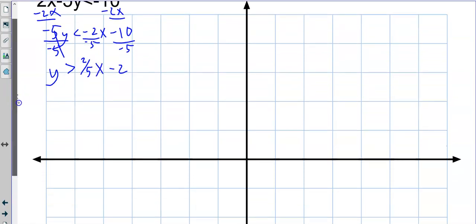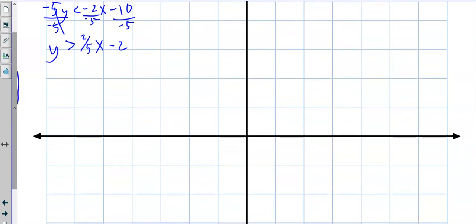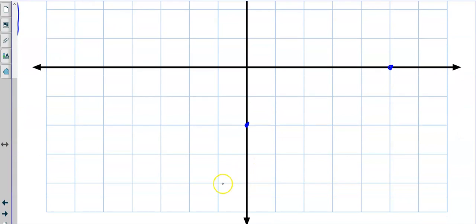Okay, that's not too hard a thing to graph. But notice the sign is greater than, so no equals. So it's going to be a dotted line. So I try to remember that. Sometimes it's hard to remember. Up 2, over 5, 1, 2, 3, 4, 5. We're down 2, 1, 2, 3, 4, 5. So I'm going to make a dotted line that kind of goes through those points the best I can. So it's got 3 nice points on there.